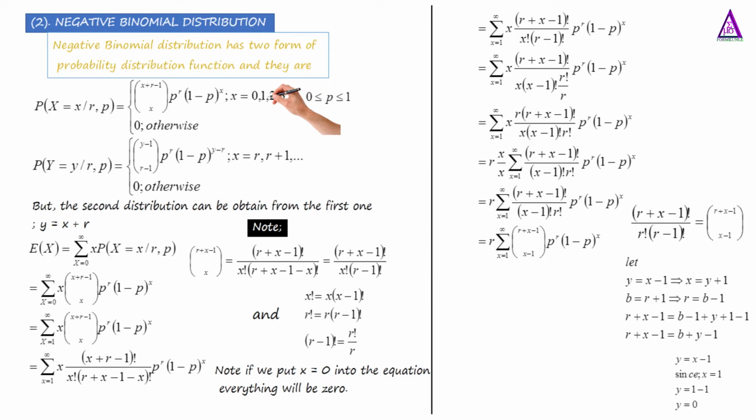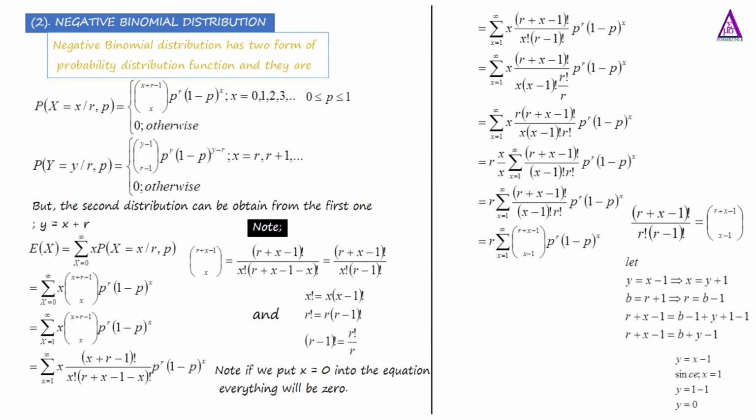1, 0 otherwise. And the second one is P(Y = y | r, p) = C(y − 1, r − 1) p^r (1 − p)^(y − r), where y equals r, r + 1, and so on, 0 otherwise. But the second distribution can be obtained from the first one by putting y equal to x plus r.